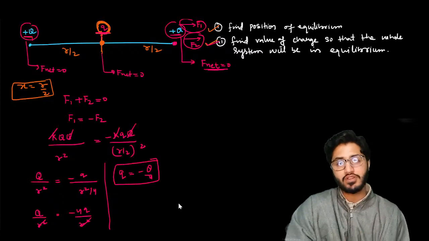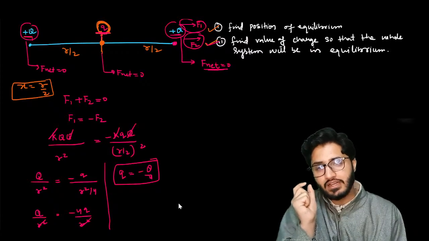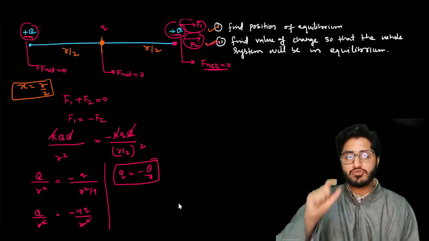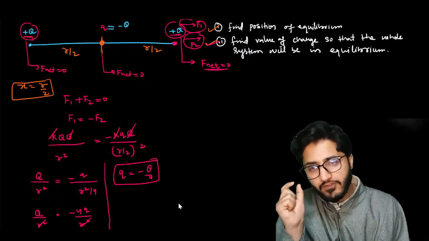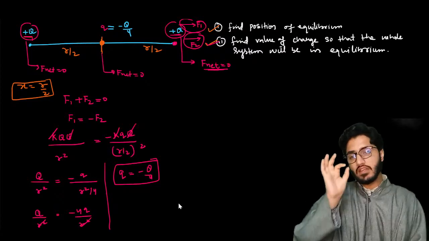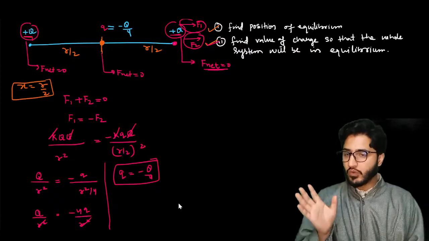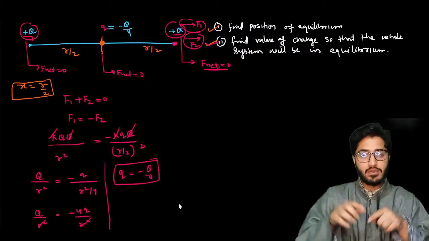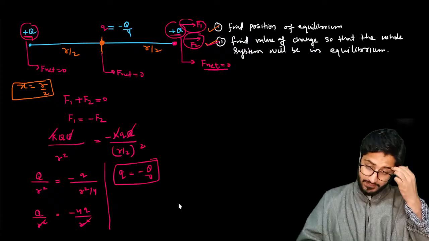Minus Q by 4. So it simply indicates one thing here: if the whole system should be in equilibrium, the value of this charge would be equal to minus Q by 4. So we now know 2 points: if you need to find the position of the equilibrium, how can we do it? If you need to find the magnitude of the charge so the whole system will be in equilibrium, how can we do it?